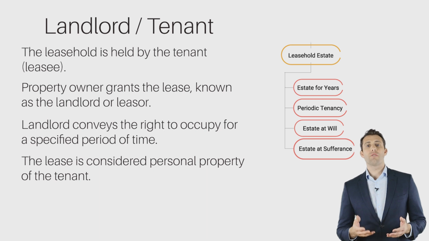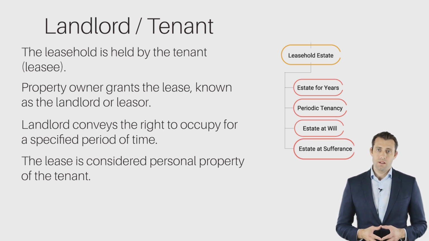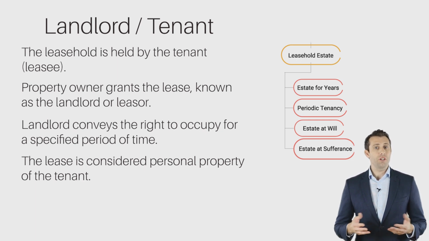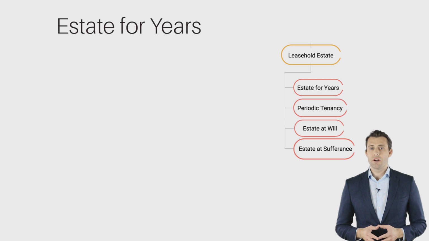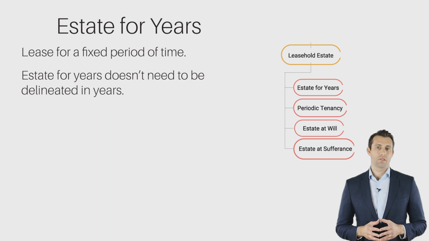Now there are 4 different leasehold types: estate for years, periodic tenancy, estate at will, and estate at sufferance. We'll go through each in order. An estate for years is a lease for a fixed period of time. The weird part about this type of estate is even though we call it an estate for years, it doesn't have to be delineated in years. The only important part is that it's for a fixed period of time.